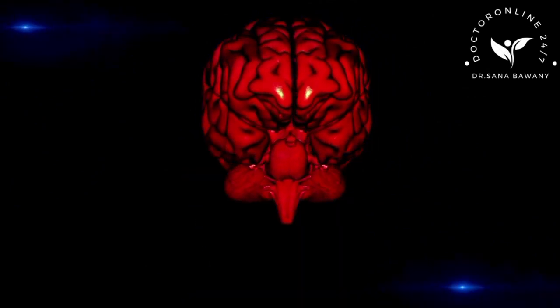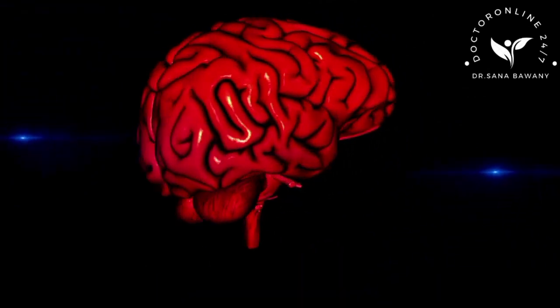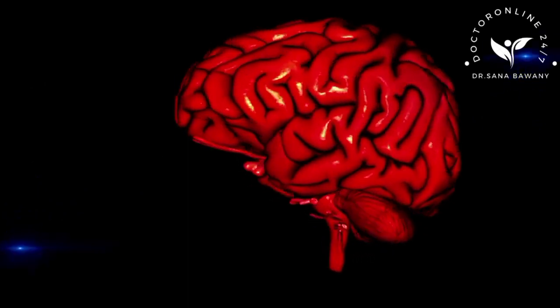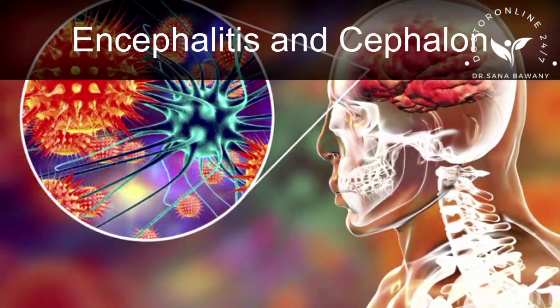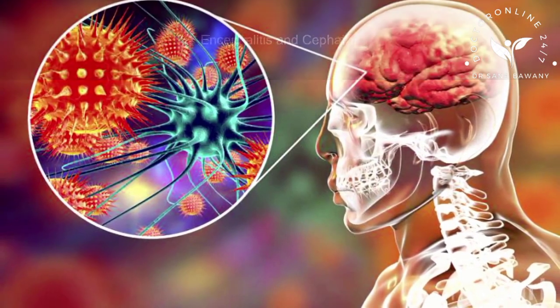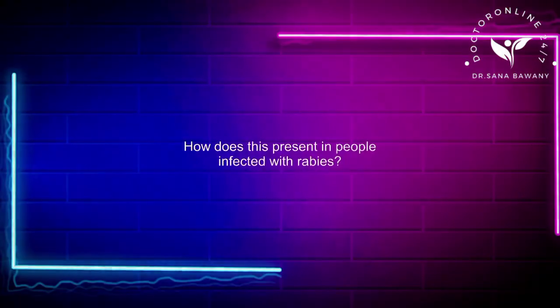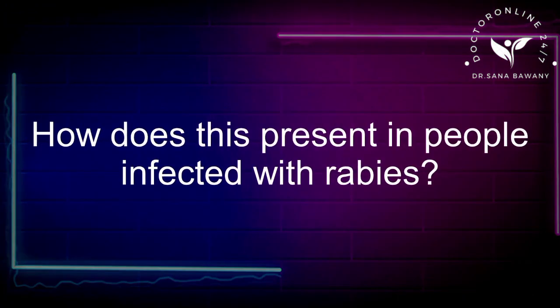The major effect of the rabies virus on the brain involves inflammation. To put that into scientific terms, it's called encephalitis. Encephalon means brain and itis means inflammation. So how does this present in people infected with rabies?